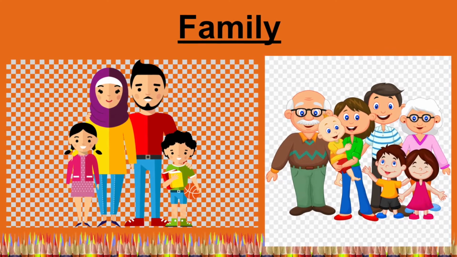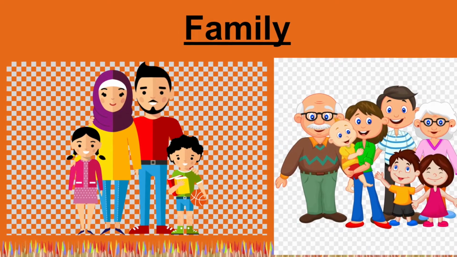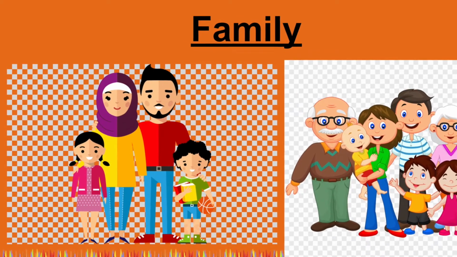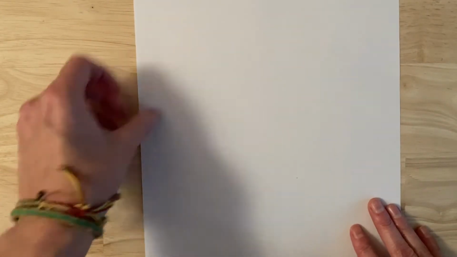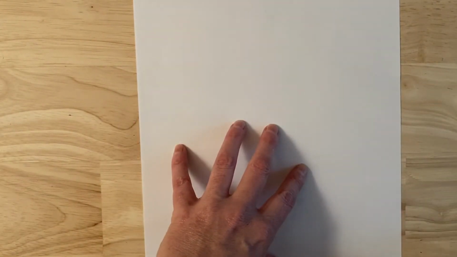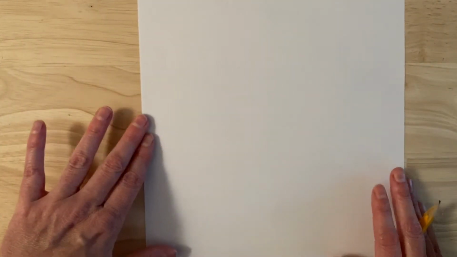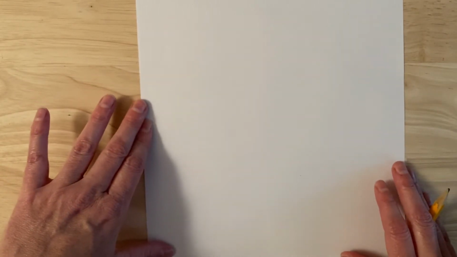I want you to think about which family member you are going to draw. We're going to be using a piece of white paper. You can turn your paper this way horizontally or vertically. I think I'm going to turn mine this way so that I can fit the whole portrait. You can also use an eraser in case you want to erase any mistakes you might make.